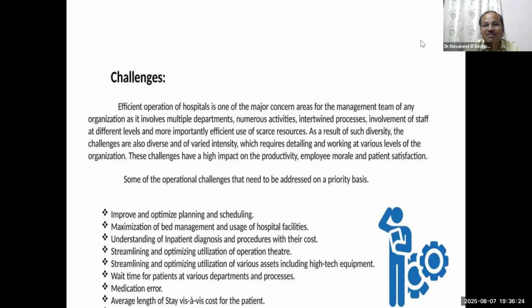It involves multiple departments, numerous activities, and intertwined processes involving staff at different levels. There may be entry-level staff, middle management staff, and top management staff, including sometimes the board of directors, which often are the doctors themselves who have opened the hospitals. It requires efficient use of scarce resources.